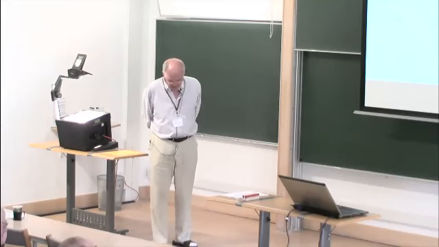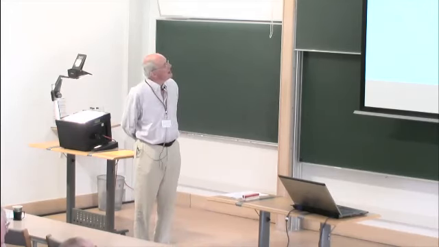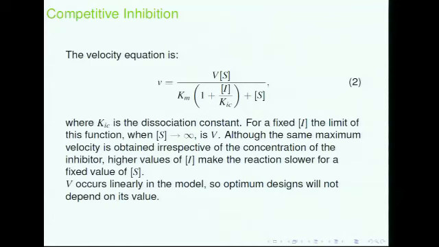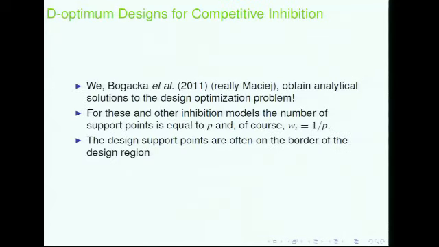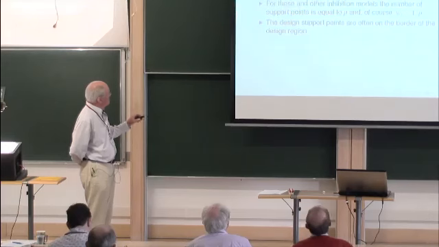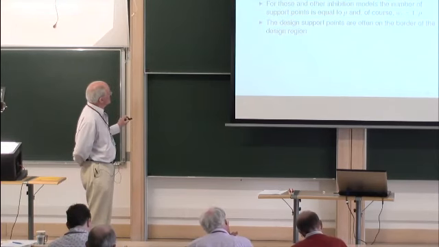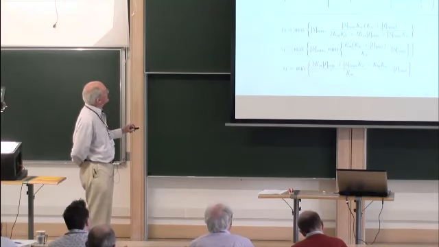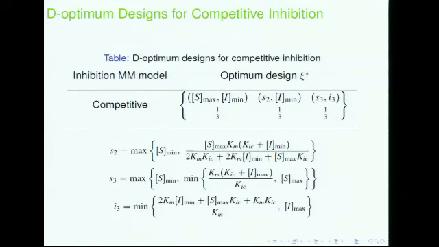So we found some D-optimum designs. Well, this is actually really Matchepatan. He obtained analytical solutions to the design optimization problem for this 3-parameter nonlinear model. And as I say, he started off by conjecturing that the weights were of the form 1 over p. He found the optimum design, and then he used the equivalence theorem to verify it. And a further interesting point is that the design points are often on the border of the design region. There is the optimum design.